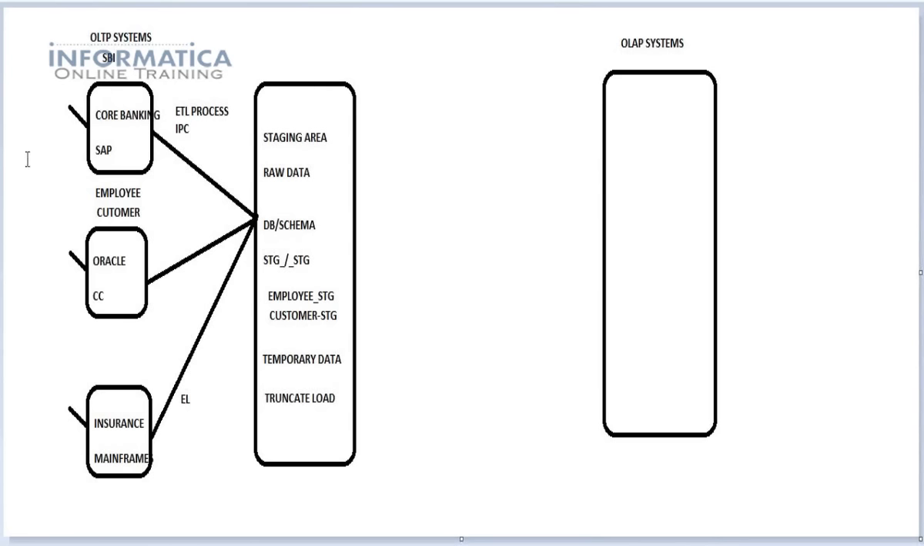That's a good question actually. Okay, let me see. Let us say you have an employee table in this core banking application, which is SAP. You have the employee information, even in this Oracle credit card application you also have the employee information. Assume you don't have the staging area and you are directly processing data into the OLAP system. Then you have to integrate these two tables, the employee table and the employee table, from both the OLTP systems.